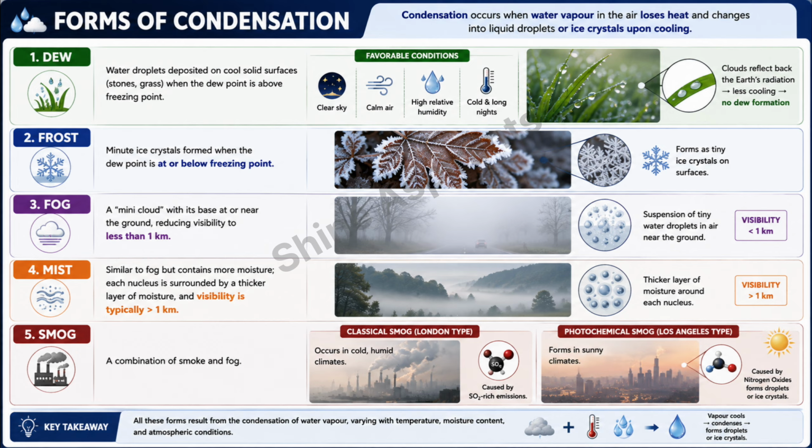Frost: minute ice crystals formed when the dew point is at or below freezing point. Fog: a mini cloud with its base at or near the ground, reducing visibility to less than 1 kilometer. Mist: similar to fog but contains more moisture. Each nucleus is surrounded by a thicker layer of moisture. Visibility is typically more than 1 kilometer. Smog: combination of smoke and fog. Classical smog: cold, humid climates. Photochemical smog: sunny climates, due to nitrogen oxides and VOCs.